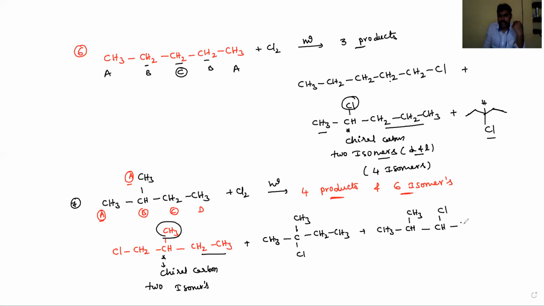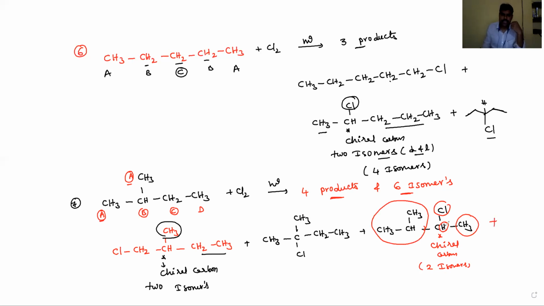Once you observe the groups, the chlorine and the CH3, this is the chiral carbon, or asymmetric carbon, and it has 2 isomers. On the right side the CH3 group is present, at that carbon one chlorine and one hydrogen are present, and on the left side the isopropyl group is present. 4 different groups are present, that's why 2 isomers are possible.